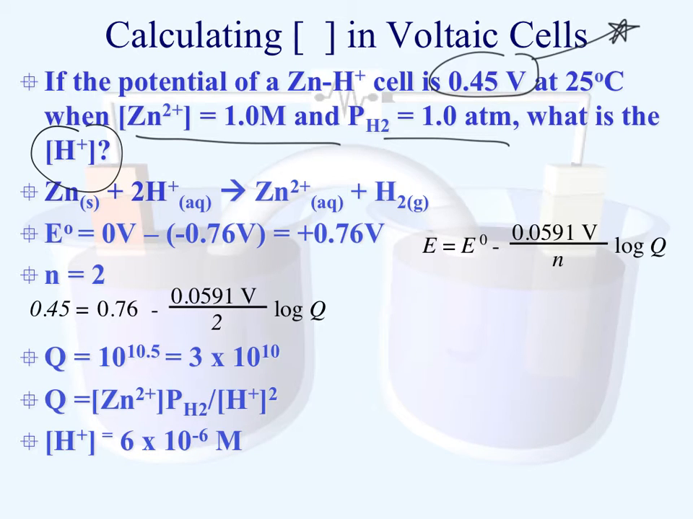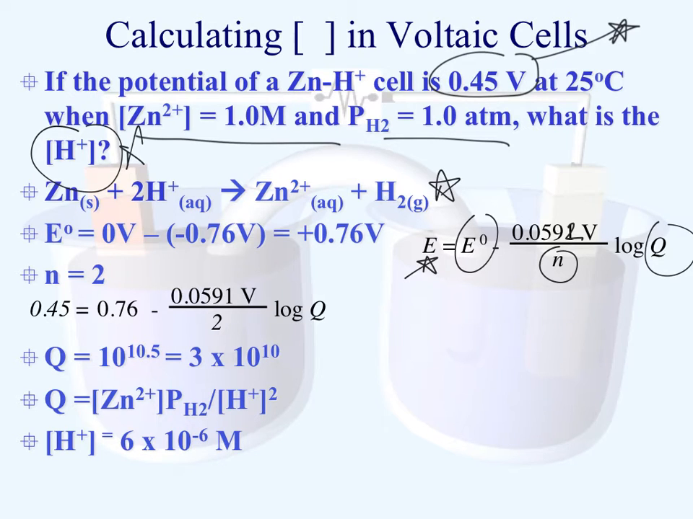So we are going to use the Nernst equation. As I said, we've been given E. We can calculate E naught based on the reaction here from the appendices in the back of the book. N we can obviously calculate from our half reactions, and we're going to be solving for Q so that we can actually figure out what our H+ concentration is.